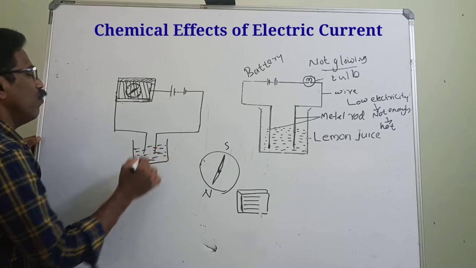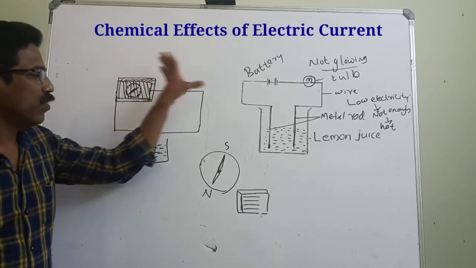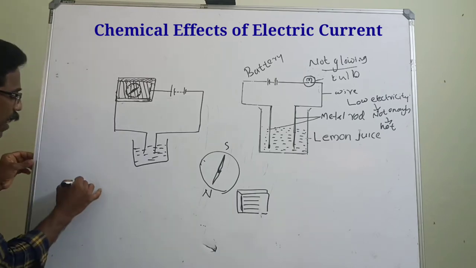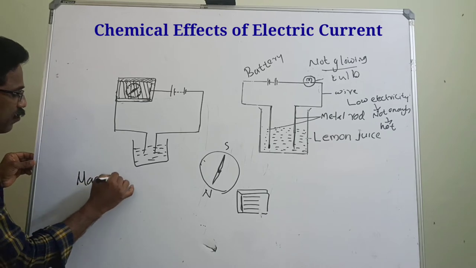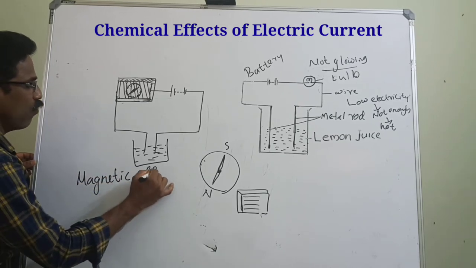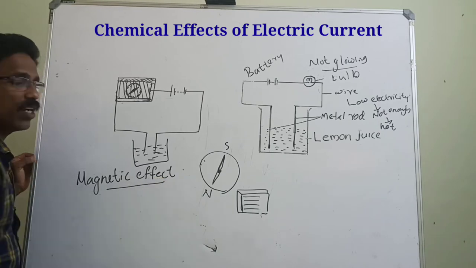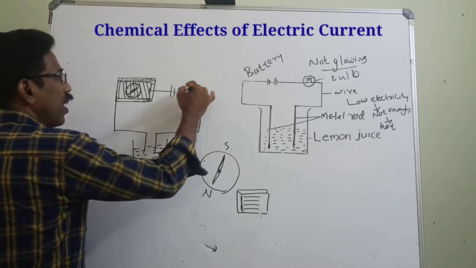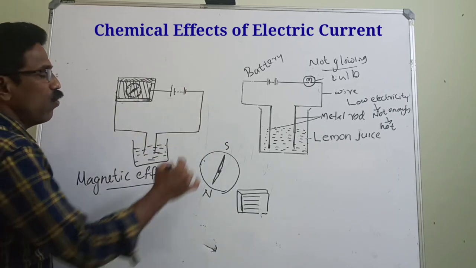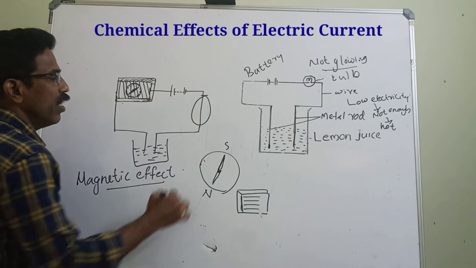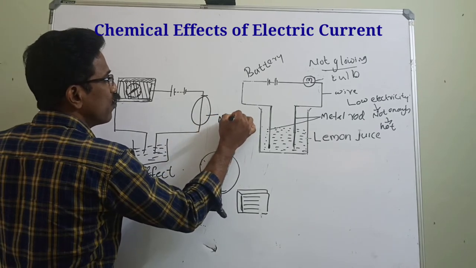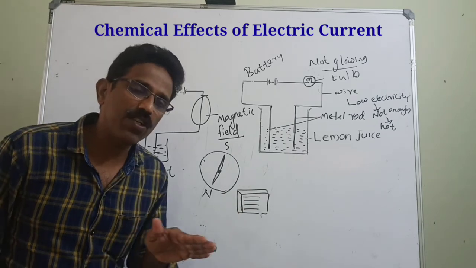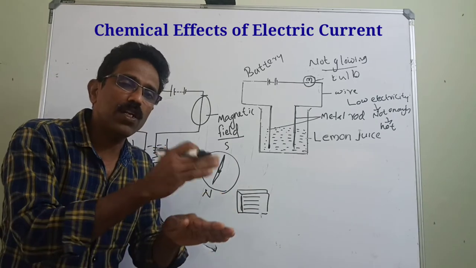Okay, so when electricity passes through the circuit, what happens? You have studied the magnetic effect of electric current in 7th standard. What is the magnetic effect of electric current? You know that around a current carrying wire, a magnetic field gets produced. So any conductor through which electricity passes, a magnetic field gets produced.